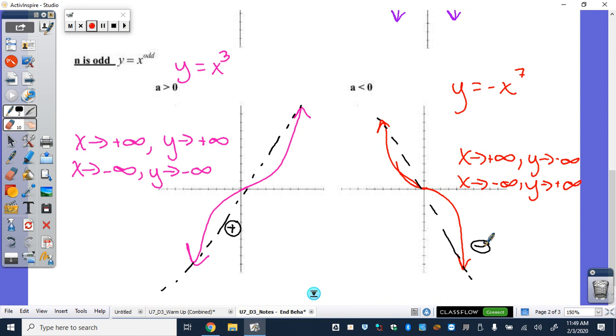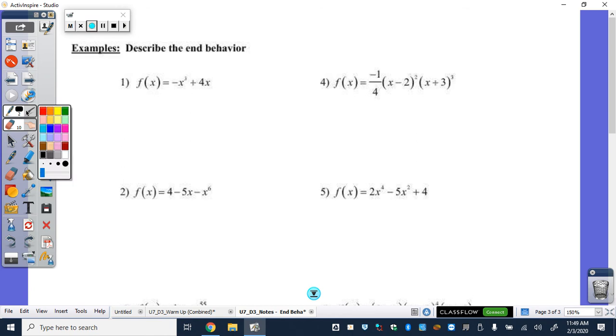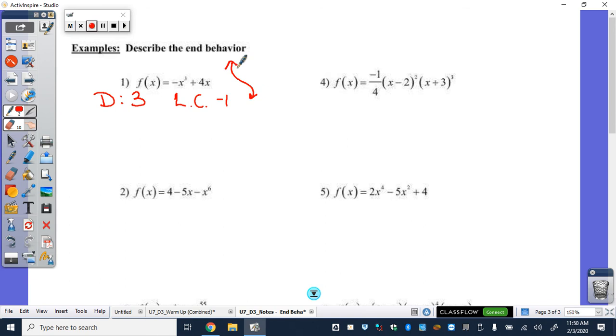So we're going to practice this because this is sometimes the hardest thing. We're going to describe the end behaviors. To figure out our end behaviors, we've got to look at two things: the degree and then what the leading coefficient is. So what is our degree on the first one? Degree of 3. Largest exponent there is a 3. Leading coefficient is a -1. So that means we have an odd degree with a negative leading coefficient. So that means it's going to end up looking like that.